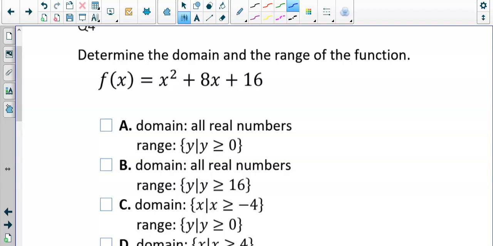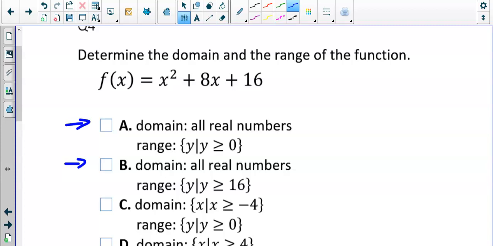So in this guy, the domain is what then? All reals. So now we know our answer is either A or B. In fact, for all quadratics, the domain is always all reals, unless it's in the context of the real world. Then things change on us. But other than that, in quadratics, the domain is all reals.